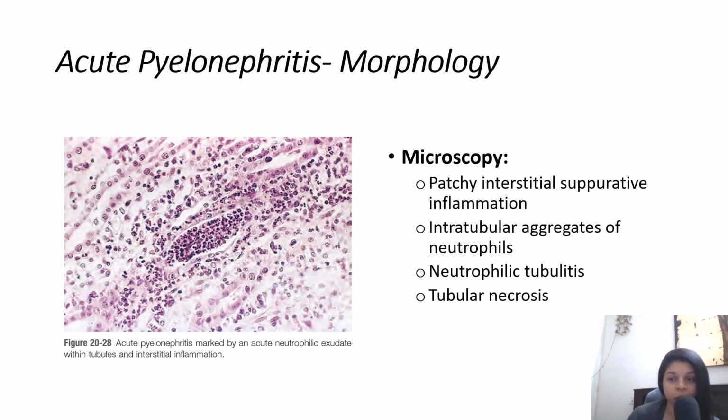And then in microscopy, what you will see, as I said, is acute inflammation of the tubules, interstitium, and the pelvis. The tubule will be filled with acute inflammatory infiltrate, that is, neutrophils, and even the tubule wall will have neutrophils, and the interstitium will also have neutrophils. So as the name suggests, inflammation, that is, acute inflammatory infiltrate of neutrophils, will be present in the tubules, in the tubule wall, and in the interstitium also.